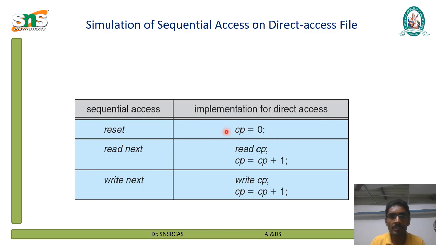Reset is the current position. Here CP means the current position. Reset means current position equals 0. Read next means the current position is added with one logical position, which is current position equals current position plus 1. In the same way, write next means the current pointer position is added with 1, which means current position equals current position plus 1. So I hope you understand what sequential and direct access files mean and how they actually work.